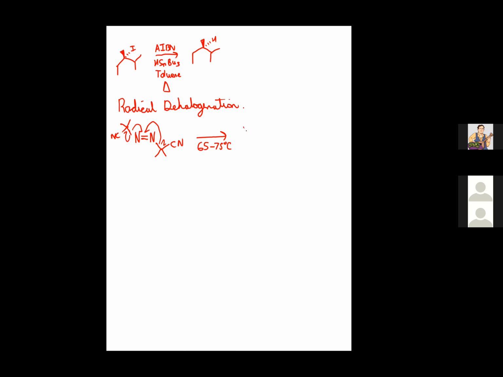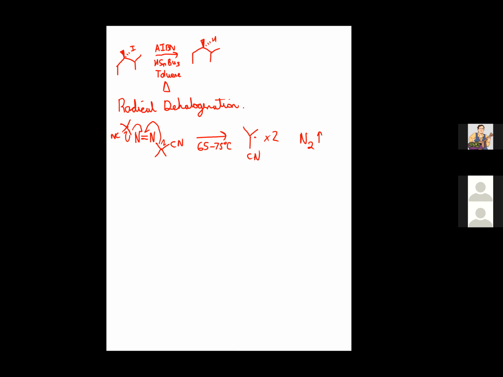and it generates two of these radicals plus nitrogen gas. The radical is pretty good, stabilized by resonance by the cyano group. It's a tertiary radical. That's pretty good. This is why it's so favored.